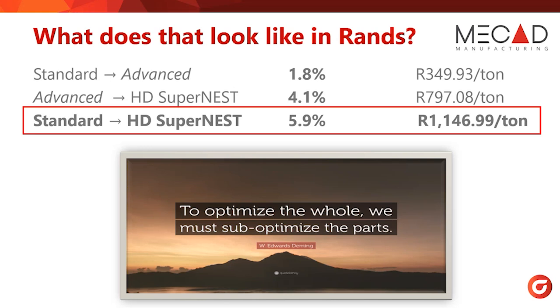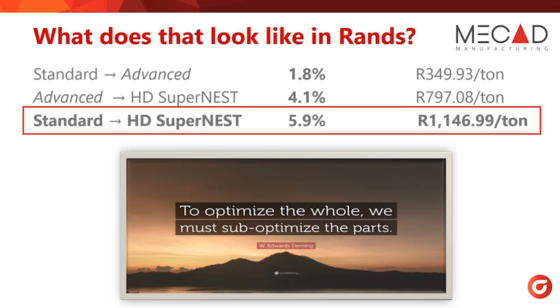Moving from HD Advanced TrueShape to HD SuperNEST delivered an additional 4.1% material saving, equating to approximately 797 Rand per ton. And when comparing a standard nesting engine directly to HD SuperNEST, the total material saving increased to 5.9%, resulting in a saving of approximately 1,200 Rand per ton processed. At first glance, a few percentage points may not seem significant, but when those savings are applied across hundreds or even thousands of tons of material, the financial impact can become substantial.